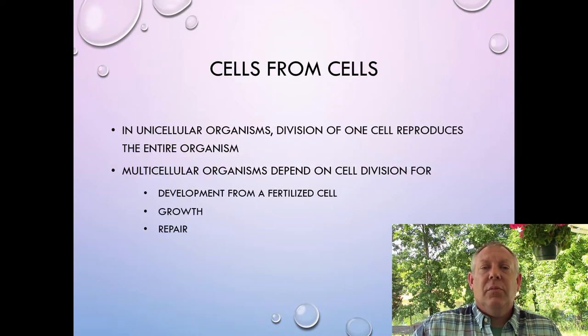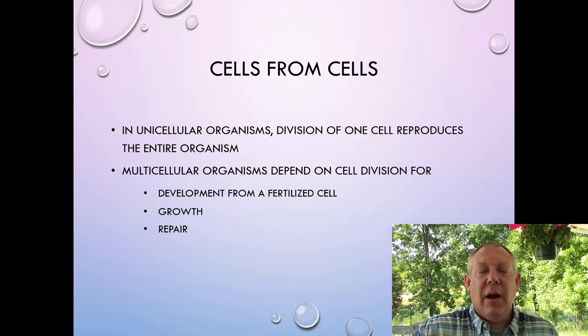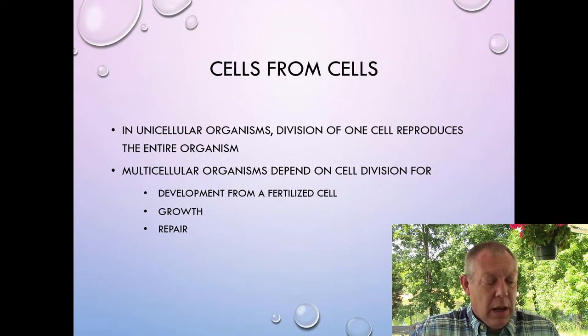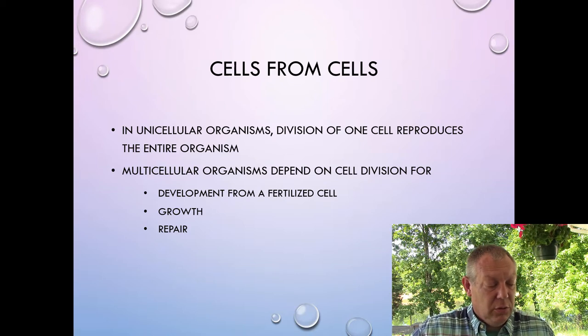Of course, most organisms are unicellular. You say, really? Think about how many bacteria are out there. And in the history of the world, most organisms were unicellular. The history of life has been just one of bacteria, prokaryotes. And so, of course, cellular division means reproduction. The cell divides and you reproduce the entire organism.